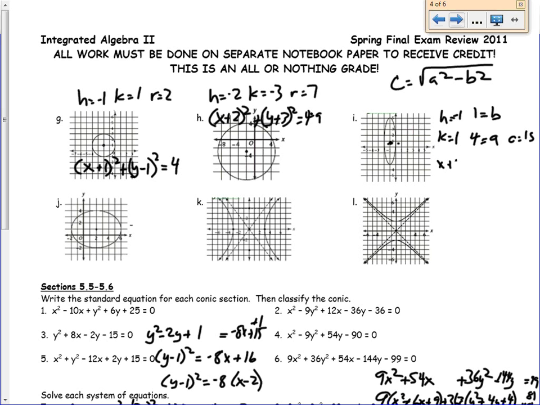X plus 1 squared over 1. Y minus 1 squared over 16. What's the square root of 16 minus the square root of 1? What's 16 minus 1?